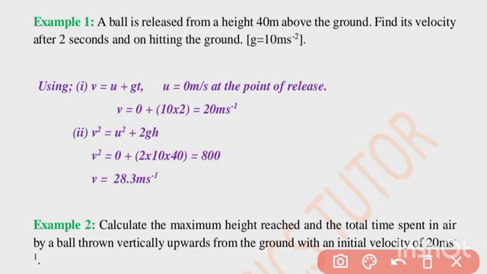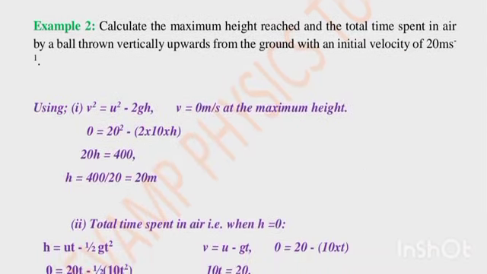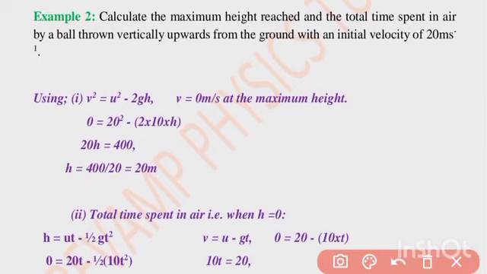Moving away from that particular question, let's consider example 2. In our example 2, we have to calculate the maximum height reached and the total time spent in air by a ball thrown vertically upward from the ground with an initial velocity of 20 meters per second. The maximum height reached and the total time spent in air by an object thrown vertically upward from the ground with an initial velocity of 20 meters per second.